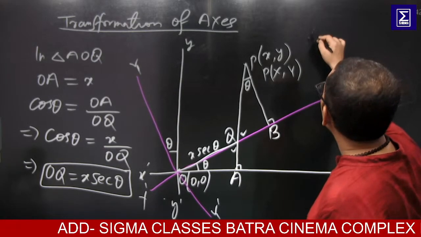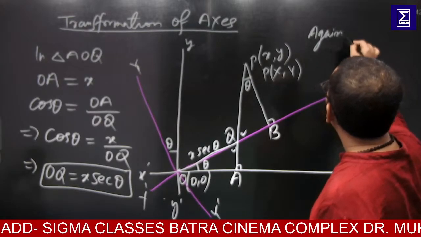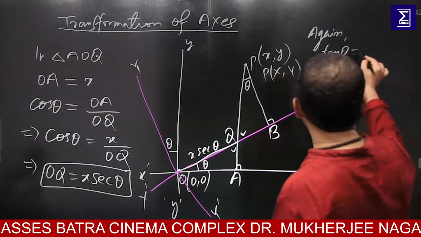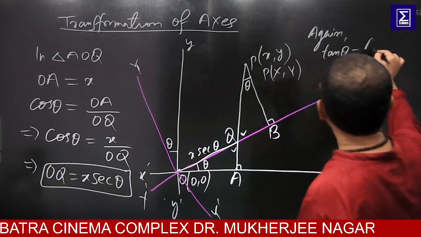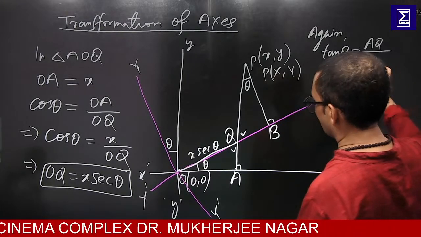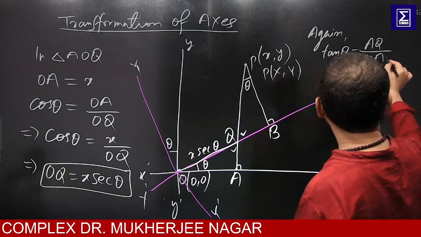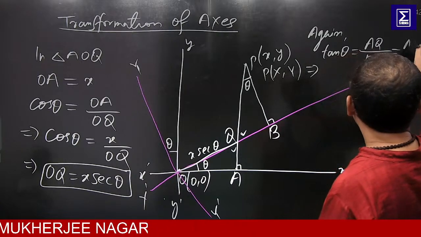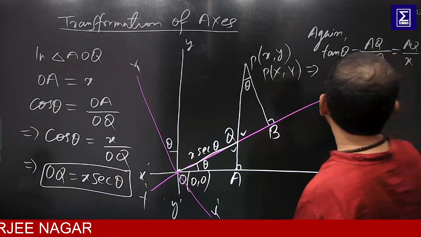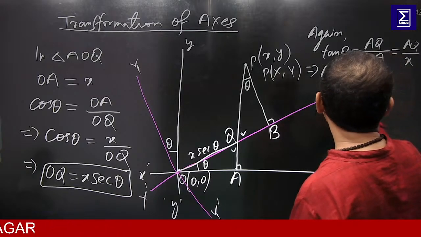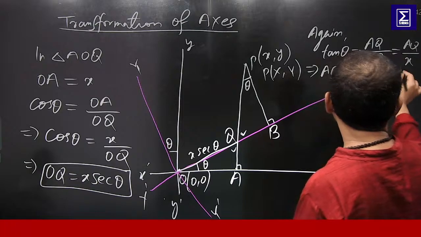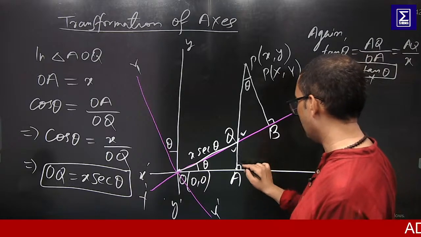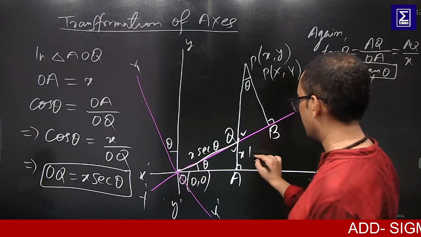Now again, if you take tan theta in the same triangle, that would be AQ upon OA. So that is AQ upon x. So AQ is equal to x tan theta. This is another relation. So we found AQ, this length is x tan theta.